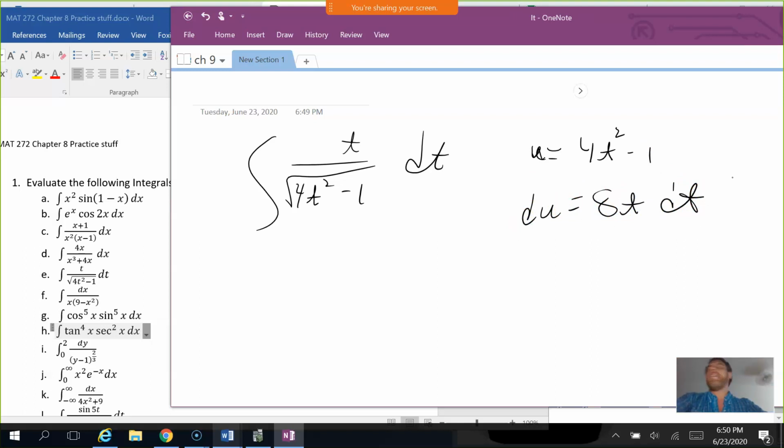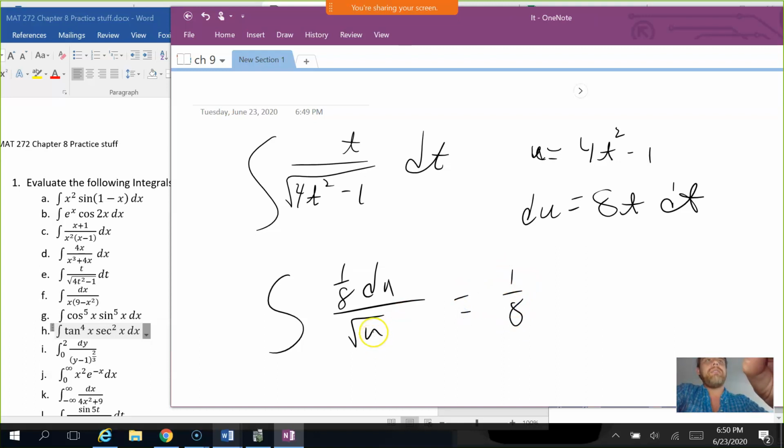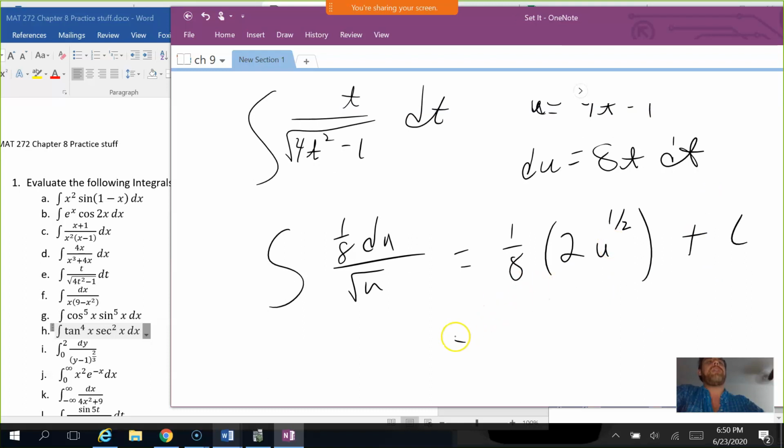Now I know that 8 is kind of pesky, but we can divide that over. The t dt is going to become 1/8 du, and then my denominator is just going to be the square root of u. So the 1/8 comes out. This is u to the negative 1/2. That negative 1/2 is going to go to positive 1/2, and then you're going to divide by 1/2, which is multiplying by 2, plus c. And then just don't forget to plug back in the u.